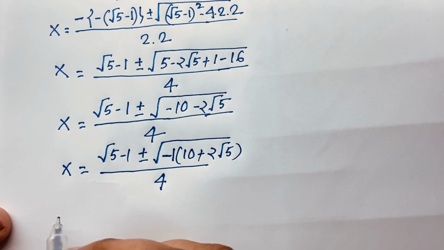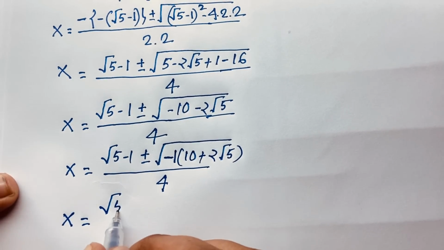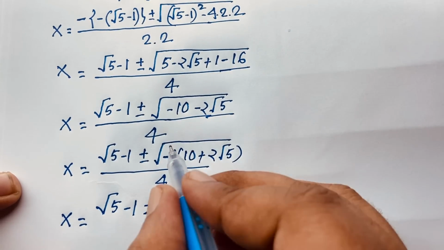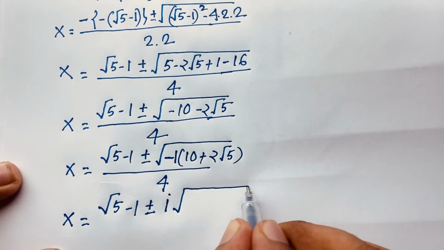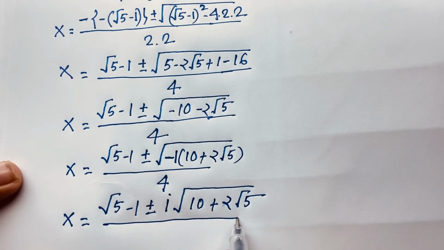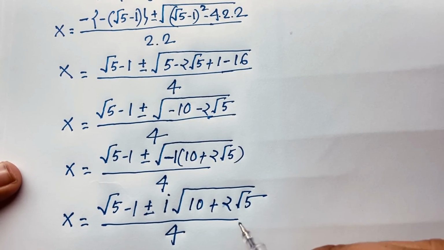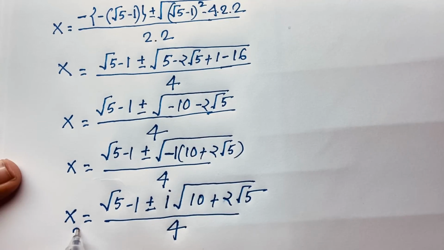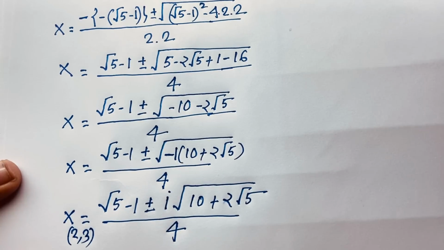Now if I evaluate this expression, x is equal to square root 5 minus 1 plus minus, and we know that square root of negative 1 is i, and here the square root of 10 plus 2 square root 5 over 4. This is our solution, this is the value of x, it will be x2 and x3. We found x1 is 1, x2 is the positive value, x3 is the negative value, but our target at this moment is x4 and x5, so what are they? How to calculate this? Because our question x to the power 5 minus 1 is equal to 0, we have 5 solutions.